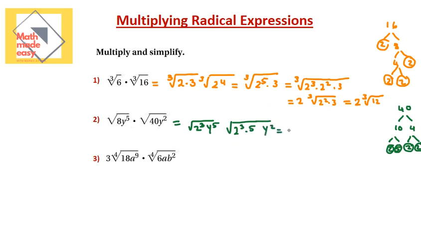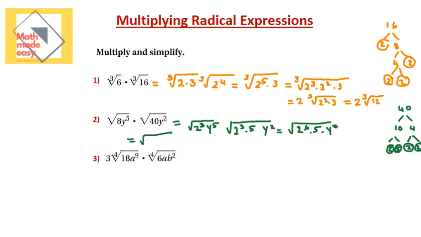Now we are going to multiply: 2 cubed multiplied by 2 cubed is 2 to the power of 6. Then this is multiplied by 5, and y to the power of 5 multiplied by y to the power of 2 is y to the power of 7. I need to simplify this, so I'm going to continue working here.